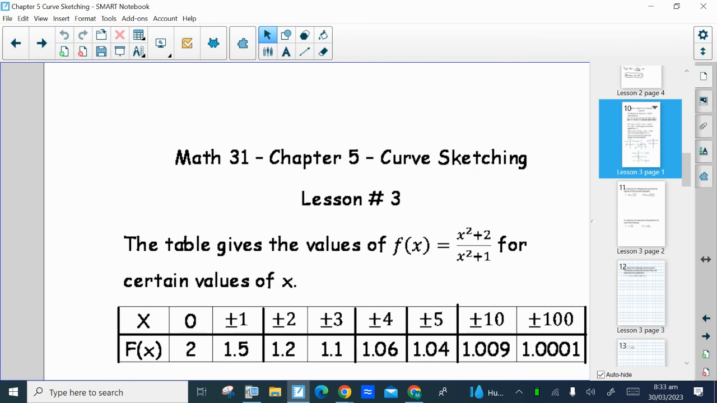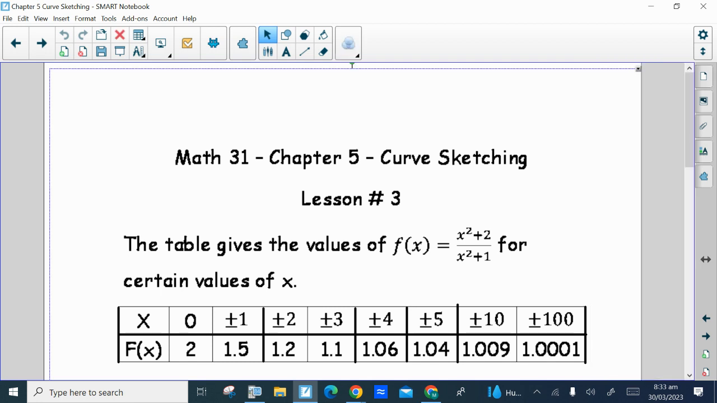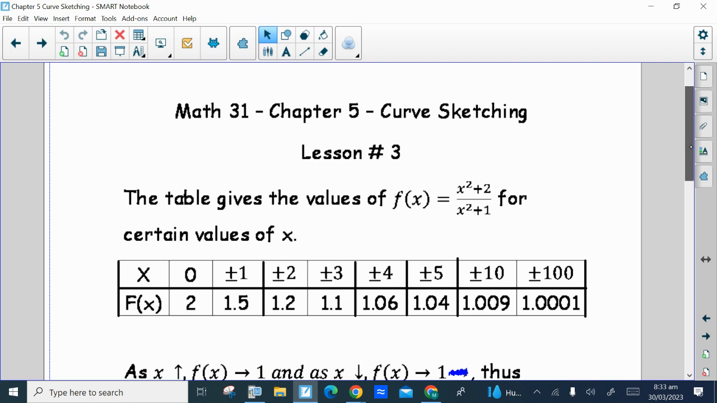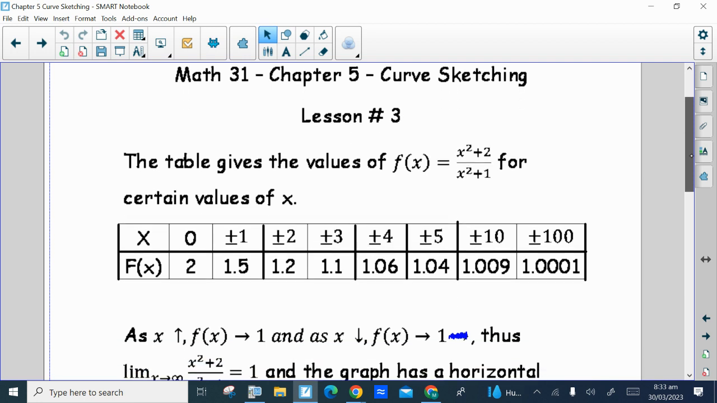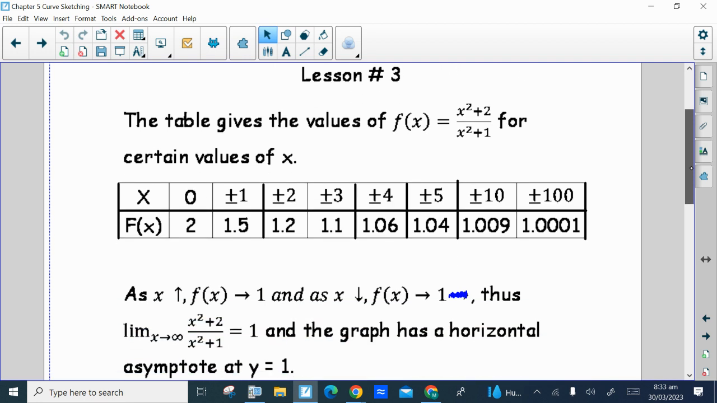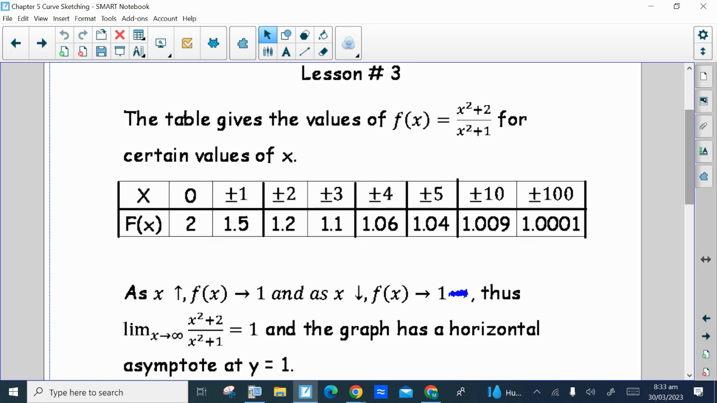So yesterday we saw what happens as x approaches the asymptotes. We saw a method that we could use to see how the graph behaves as it gets closer and closer to the asymptotes. So now what happens as the graph approaches both positive and negative infinity?